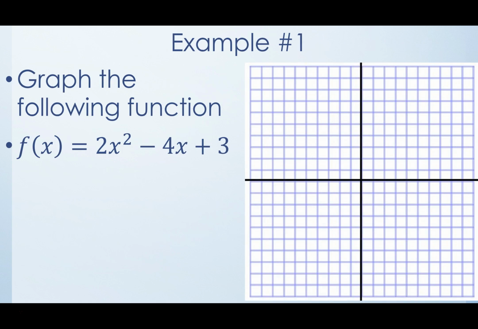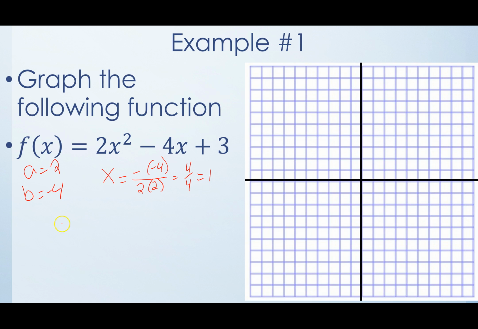So if we want to graph this function right here, we again need to identify our a and b values. So a is 2, b is negative 4. That means the x-coordinate of the vertex would be negative of negative 4 over 2 times 2, 4 over 4, which is 1. So the x-coordinate of the vertex point is at 1.